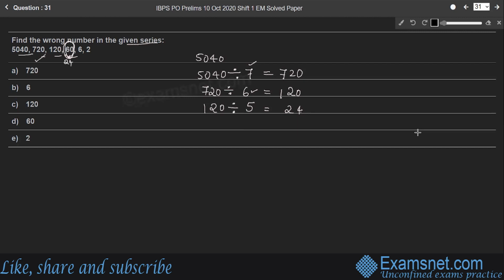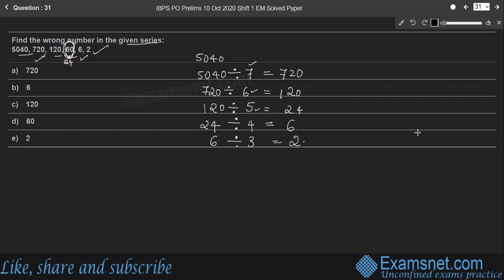So you can verify the answer by following the same rule. When 24 is divided by 4, the next divisor which is less than 5, you will get 6, which is correct. And the last number is 2, which is obtained when 6 is divided by 3.